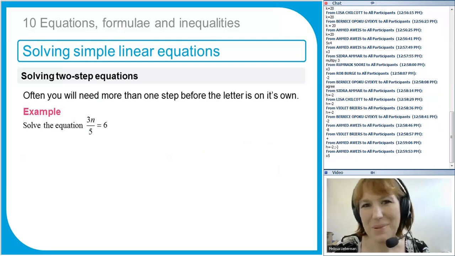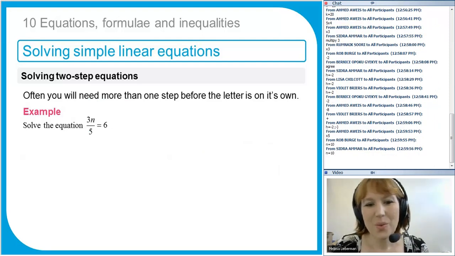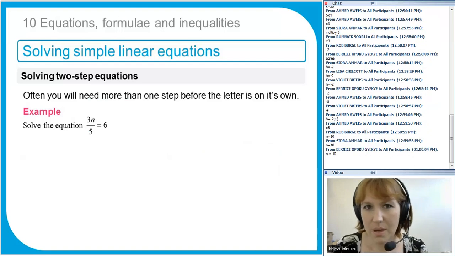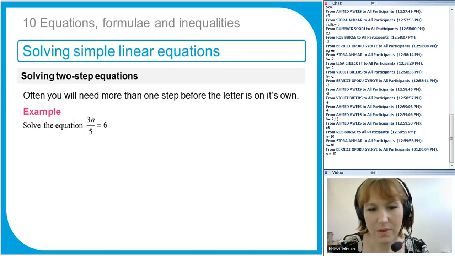Okay. 3n, where n is just the number that we're trying to find, divided by 5 equals 6. How should we get rid of the 3 on the top and the 5 on the bottom? You can do it in one step, but let's do it in 2. So as soon as you see a fraction, a number on the bottom, then you need to get rid of that. And you get rid of that by multiplying everything in the equation by the number that's on the bottom. So we're going to multiply everything by 5, and that will get rid of the fraction on the bottom.